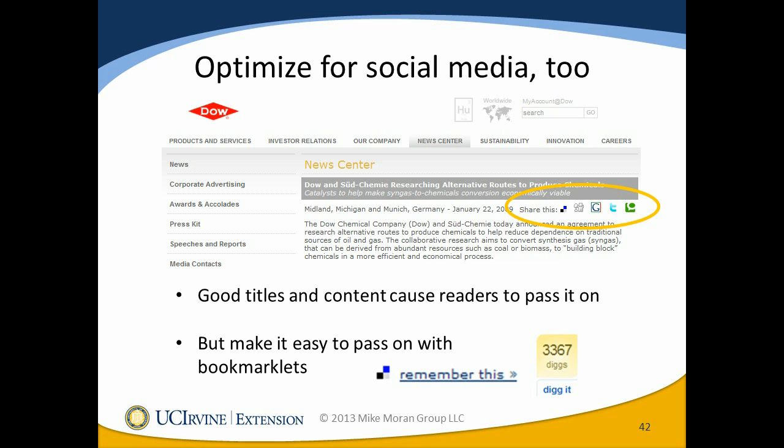You also want to optimize for social media. Think about it. If you have information that's really helpful, make it easy to pass on. You can use all sorts of little bookmarklets. You can use all these tiny little buttons that allow people to pass it on because they can tweet it, they can update their Facebook status. There's all sorts of ways that they can share information. They can bookmark it in Digg or in Delicious or Reddit.